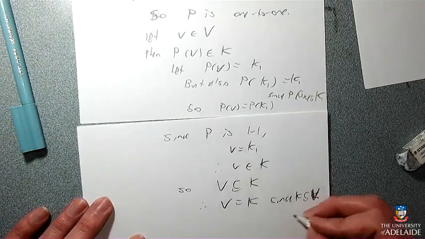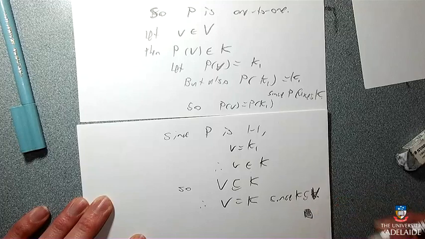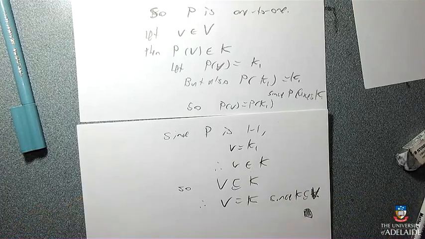Okay. I think most lecturers put a little black square at the end of a proof. Yay!